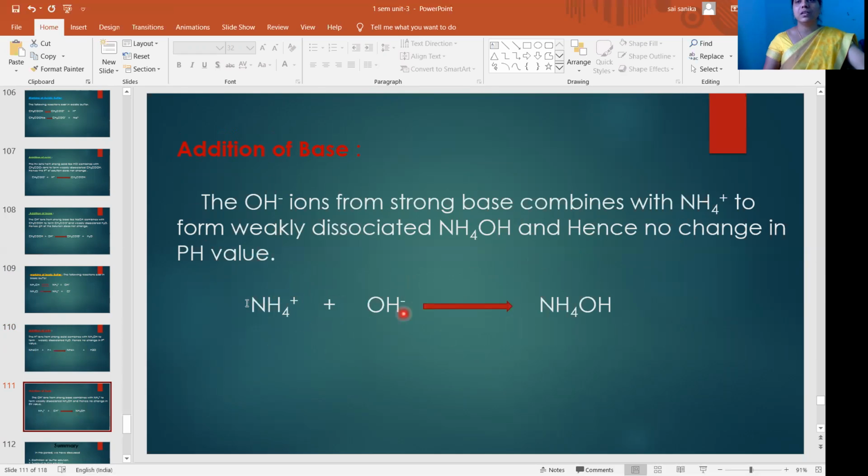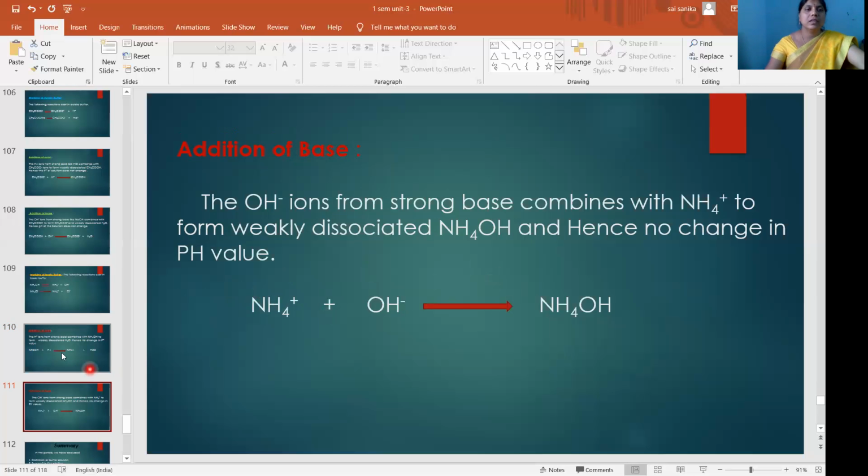When does the pH value change? When there is any change in the concentration of H plus or OH minus ions, only then does its pH value change. Here there is no change in the concentration of H plus or OH minus ions, so that's why its pH value is not changing.